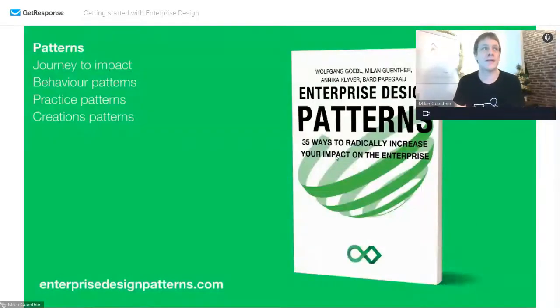All of that is in line with our first book called Enterprise Design Patterns. This is how we see and define the practice of enterprise design that includes, or touches upon rather than includes, I would say, the design of better organizations, better services, better business architectures, better operating models, and how to do that. So the book contains 35 patterns to do so.